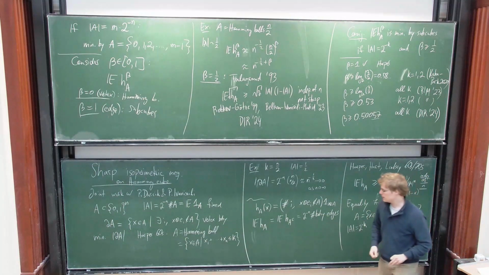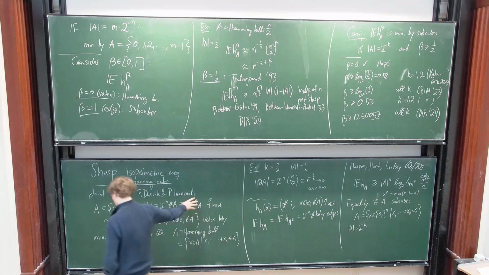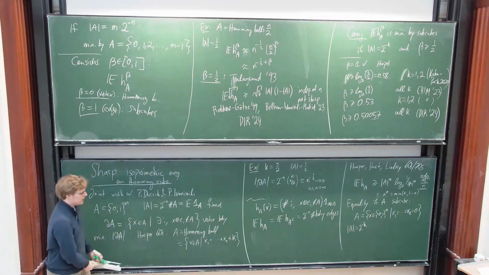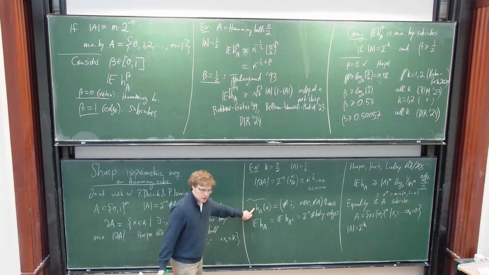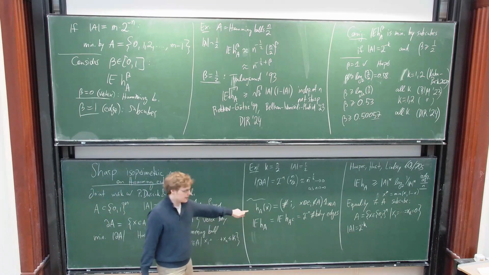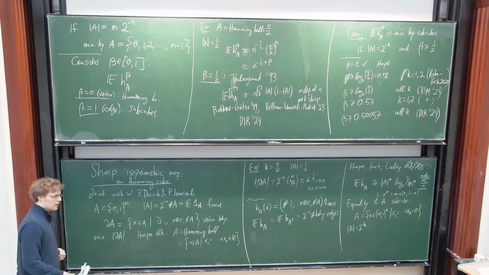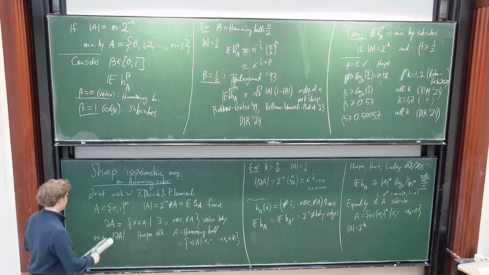So I need to clean this board. What's important on this board to remember is only the normalization of volume that we have and the definition of HA, okay? HA is the number of edges that point outside, coming from vertex X inside.